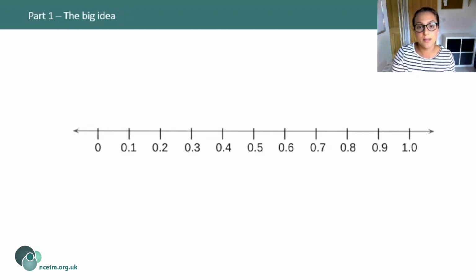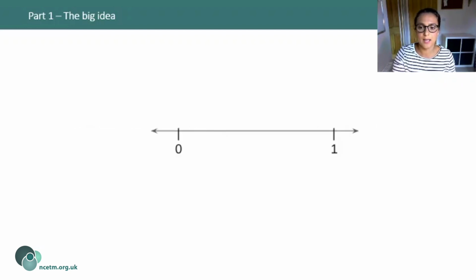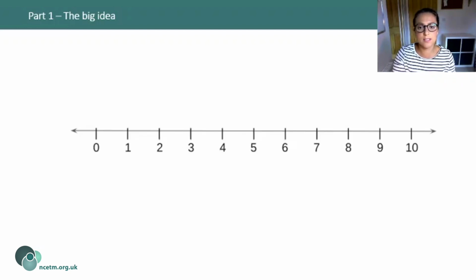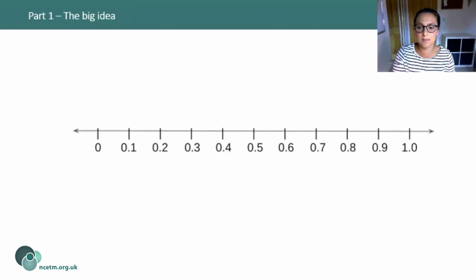Some pupils might have had a limited exposure to different number lines, might not have seen non-integers on a number line before. So this is a nice introduction to having numbers that aren't integers on a number line. And again, looking for those similarities. What's the same and what's different between this number line, or this part of the number line, and maybe a 0 to 10 number line. So looking for those similarities and making connections.